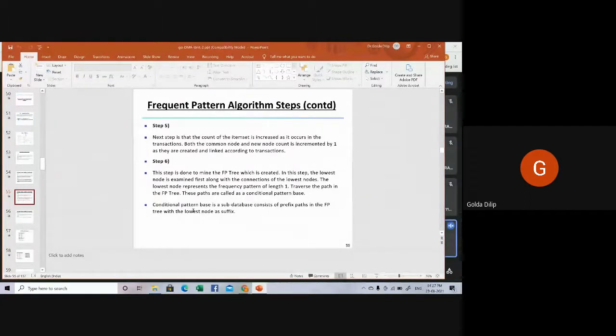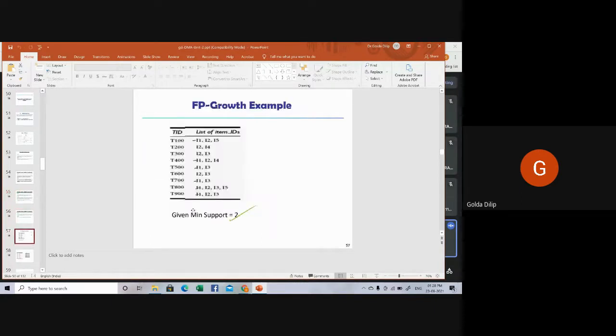The next step is you start mining the FP tree. What do you mean by mining the FP tree? In the FP tree mining process, you start with the item with the least support count, that is the length 1 pattern. Then you construct what is called a conditional pattern base. Then you construct the conditional FP tree and perform the mining recursively on the tree. That's how the frequent patterns get generated. That's the gist of the algorithm.